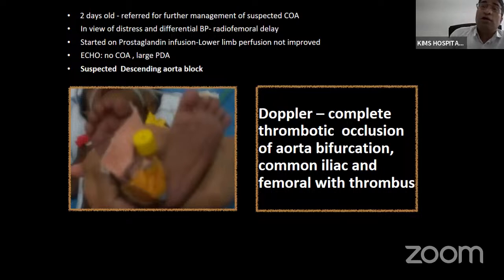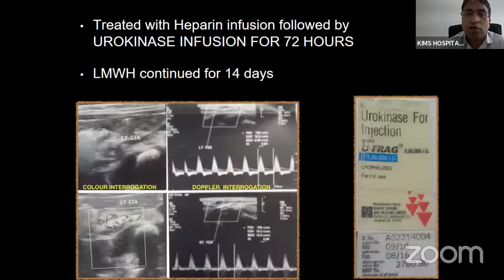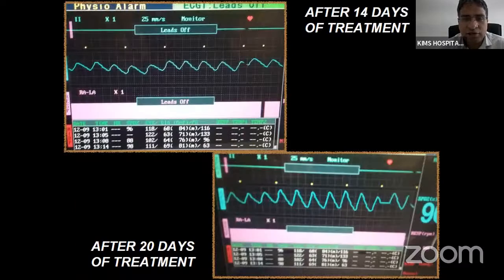Sometimes a very distal aortic obstruction will be there, like in the abdominal aorta or at the bifurcation of the aorta. When we saw there is a large PDA, in spite of which there are poor pulses and the peripheral cyanosis is not improving after 24 to 48 hours in the presence of normal function, we thought there is a descending aorta block. When we did the Doppler and radiology, we found a complete thrombotic occlusion of the aorta at the bifurcation and the femoral with thrombus. We treated with heparin, urokinase, and low molecular weight heparin for 14 days, and the patient improved.